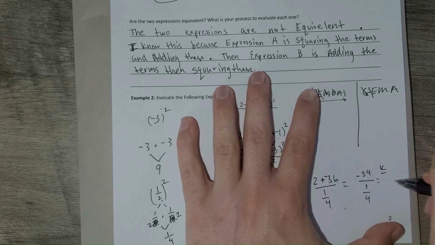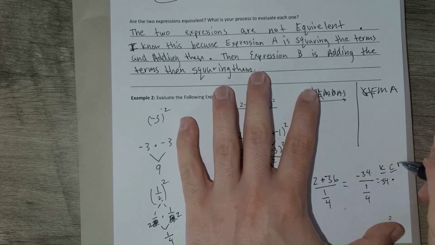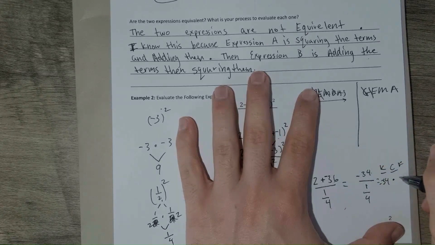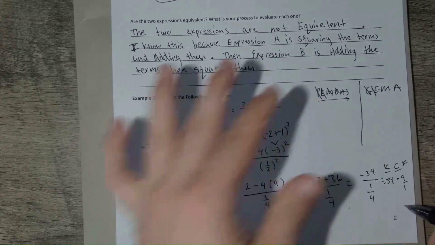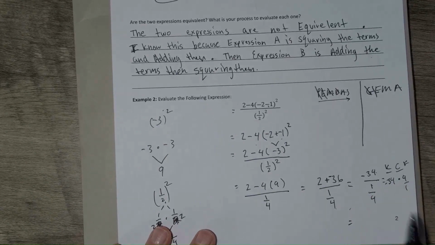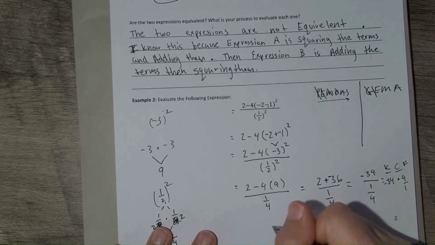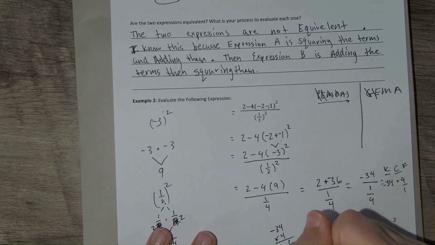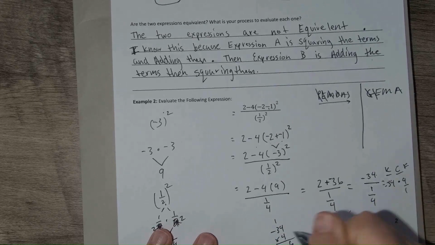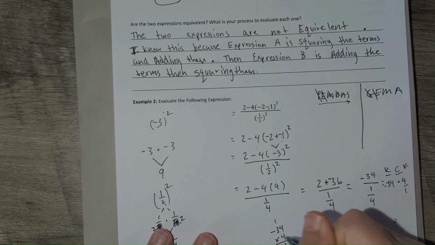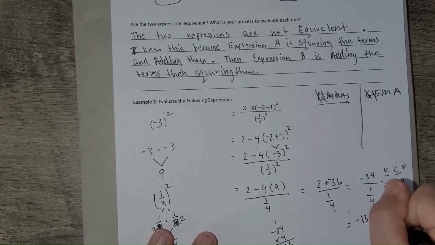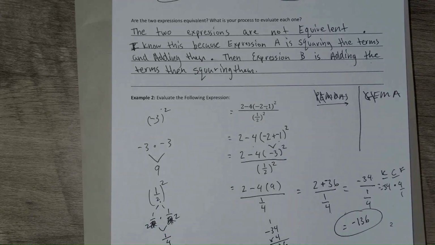So I keep my dividend, -34. I change from division to multiplication. And then I flip my 1/4 to be 4 over 1. And so that means my answer is going to be -34 times 4. So -34 times 4. 4 times 4 is 16. Regroup my 1. 4 times 3 is 12. Plus 1 is 13. So a negative times a positive is a negative. And so that means my answer is -136.